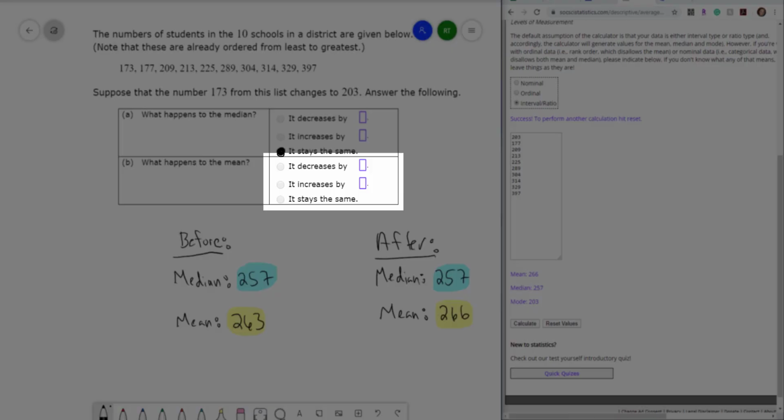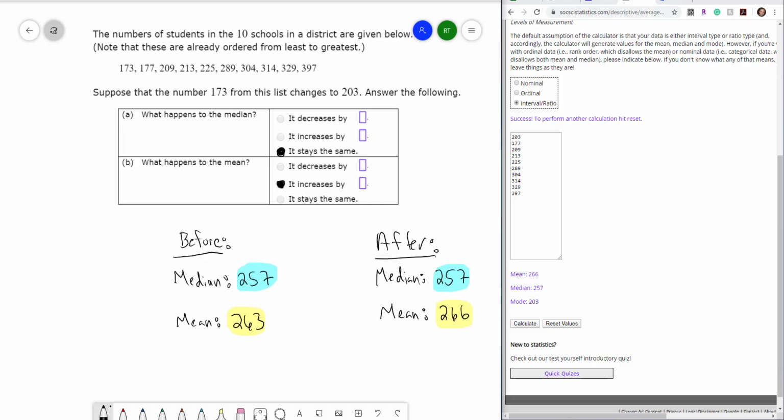So if I look at the answer choices, it didn't go down, it didn't stay the same, it did increase. And then they also want you to type in this case, it says it increases by, and you've got to fill in the blank, so by how much? So I can see that it increased in this case by 3. So I will type in the answer 3 for this question.